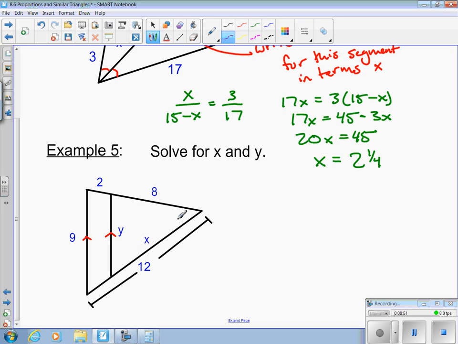And last, solve for x and y. So we're going to use similar triangles. These triangles are similar because they share an angle and the sides are parallel. So our corresponding angles are congruent. So they're similar by angle. So if this is x and this whole thing is 12, we could write an expression for this in terms of x, or the simpler thing to do, we could call this 12 minus x and solve it like we did up here, or in earlier examples.